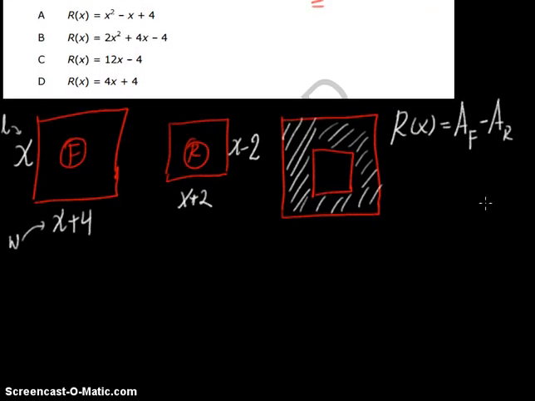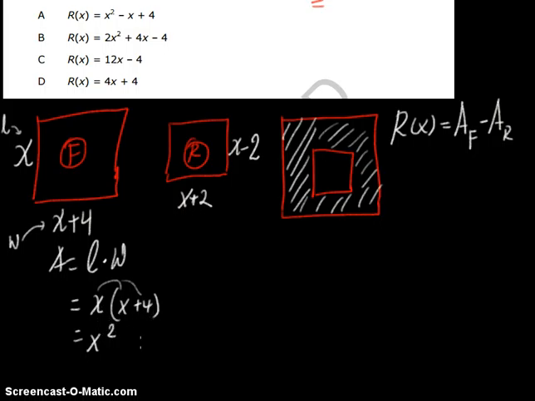Now that we have the dimensions, let's find the area. Area of a rectangle is given by length times width. So in this case, the first one is the length, which is x, for the floor, times x plus 4. And then we can apply the distributive property. We get x squared, because x times x is x squared, and x times 4 is 4x. Good. So this is the area of the floor.